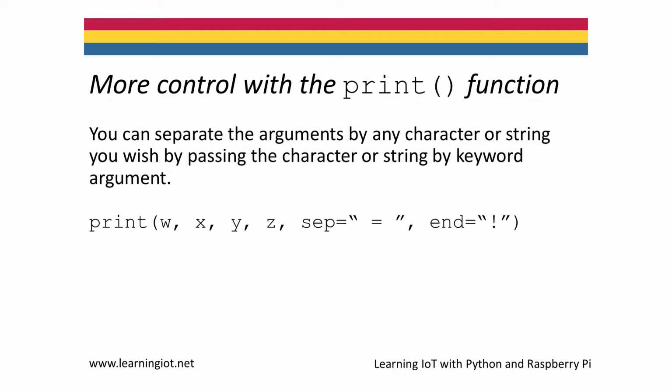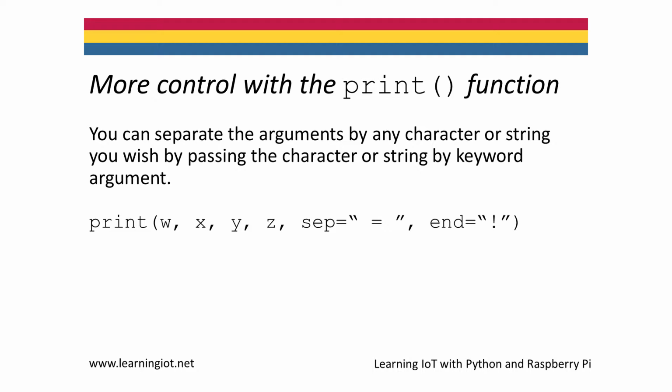These values are passed by keyword argument, which means that you use the syntax sep equals followed by the separator you wish to use, and end equals followed by the end of output you wish to use. The keyword arguments for sep and end must follow the positional arguments. This print function call prints out the values of the variables w, x, y, and z using an equal sign as a separator and an exclamation point as the end of output.